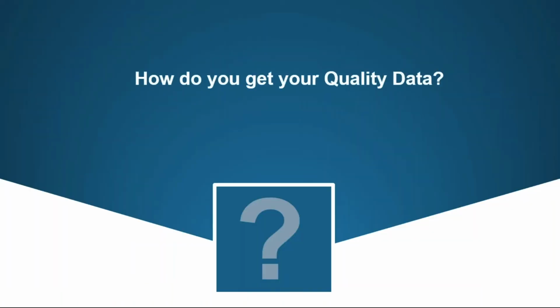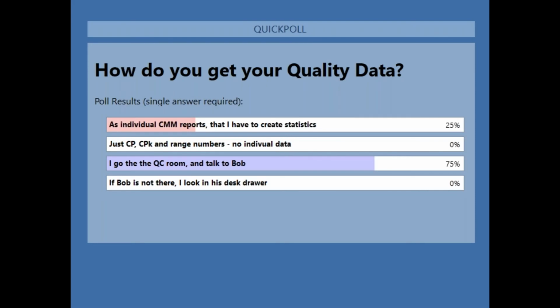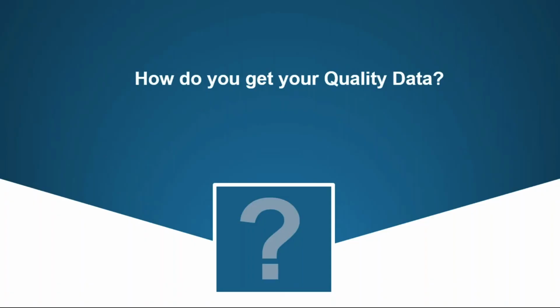So, question: how do you get your quality data? Looks like our top answer is, I go to the QC room and talk to Bob. Yep, when I worked for a large automotive manufacturer years ago, I knew all the QC managers on a first name basis in all the plants I went to visit, because that was the first place I went. And a lot of times, when I got the data, it was individual reports, and then I had to take that data and go to Excel and type it in so I could do statistics on it.